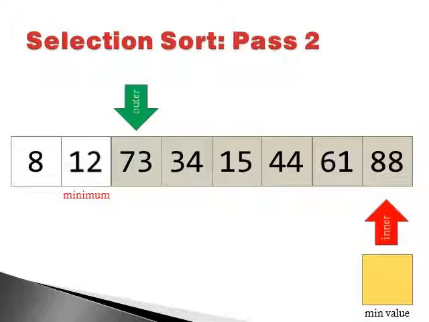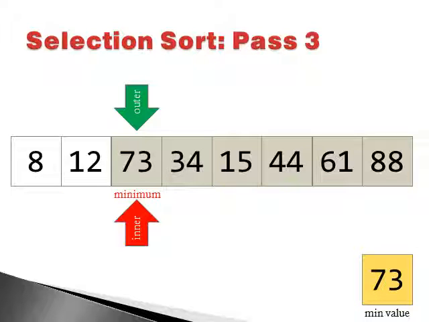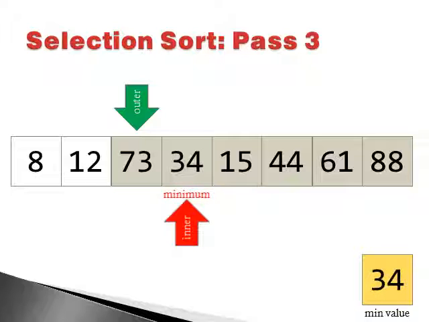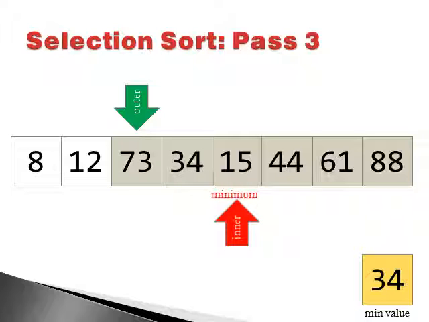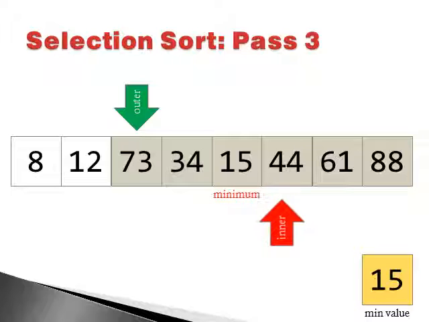My outer loop goes to the next index, and I reset minimum and inner. In this case, right when I start, the minimum value is 73 because that's the only value that inner has seen so far. I go to the next index. That's 34, which is less than 73, so I move my minimum marker. I change the minimum value to match the number where that marker is. And I go to the next number. Now I have 15. 15 is less than 34. So move the minimum marker, change the minimum value, and then go on to the next.